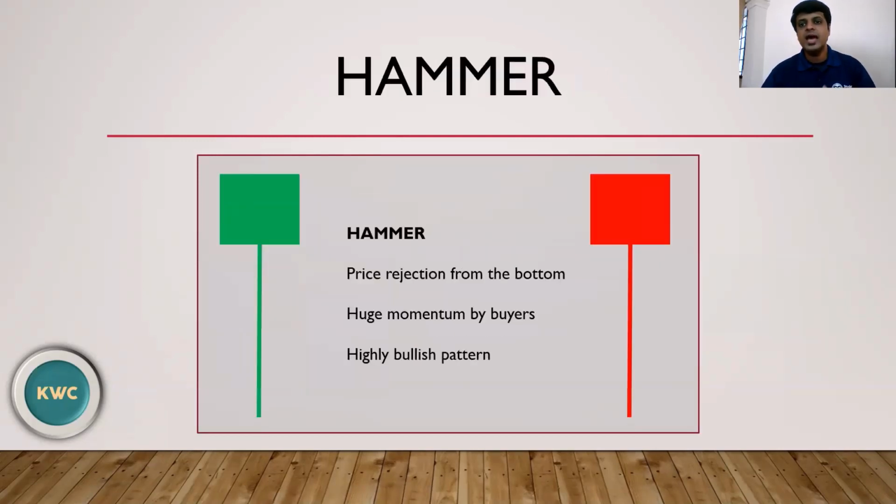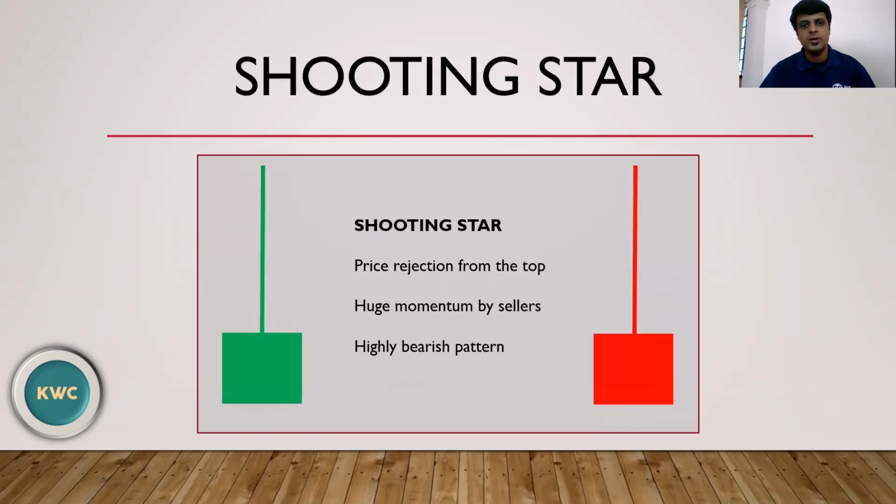Okay. Then we have something called the hammer. The hammer is basically where there was a huge price rejection from the bottom, and the buyers have the momentum. Even if the candle is red or green, it doesn't make a difference. This is probably showing a highly bullish pattern being formed. Okay. A shooting star, on the other hand, is the opposite, where you have a price rejection from the top. That means there's huge momentum by the sellers. Even if the candle might be red or green, it indicates a bearish pattern.